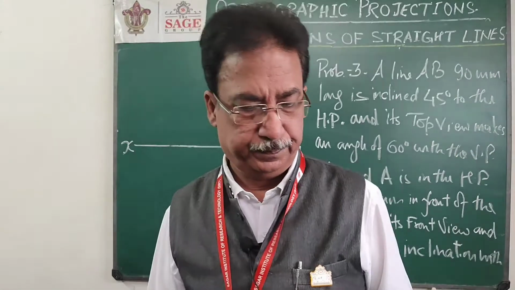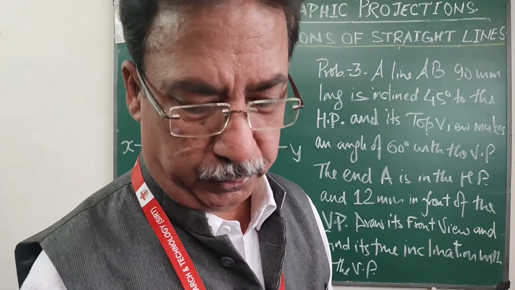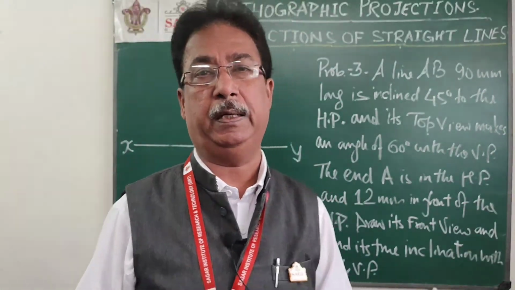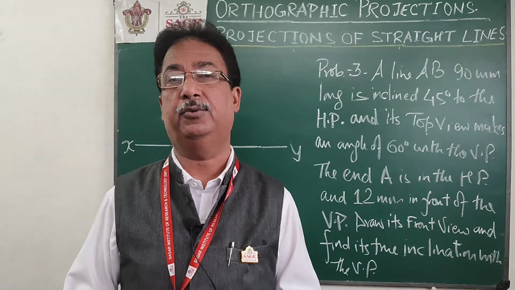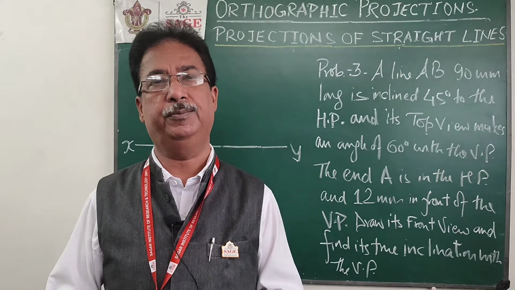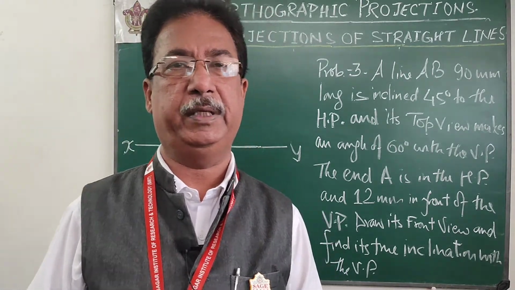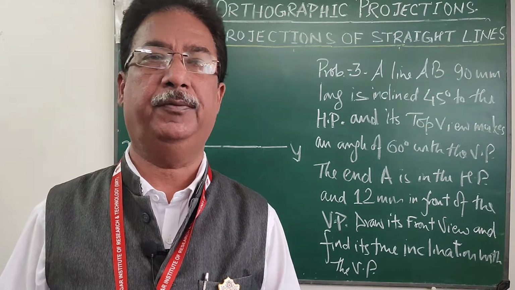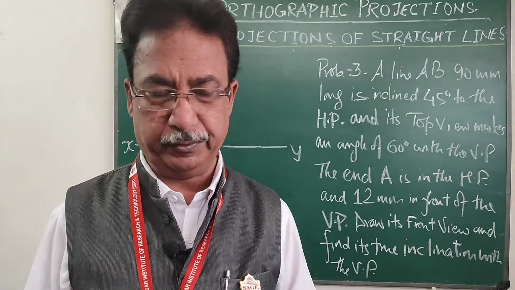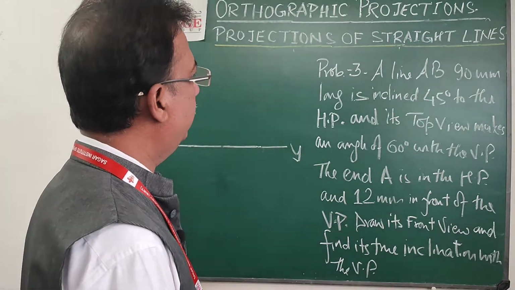Hello students. In the series of projection of a straight line, today I am taking another problem on a straight line that is inclined to both the planes. If you remember, earlier we discussed two problems: in one, the angles theta and phi were given to me, and in another we solved the problem when the top view and the front view were given. Today I am taking another, very interesting problem.